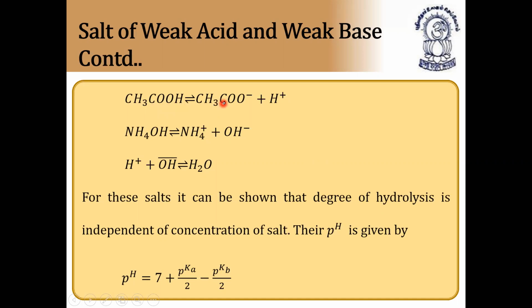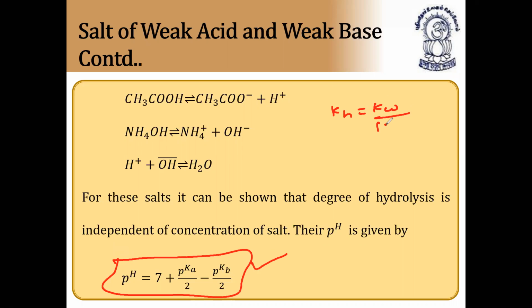Since acetic acid forms acetate ion plus H plus ions, and ammonium hydroxide dissociates to form ammonium ions and OH minus ions, on the whole it forms water. So the pH of this salt will be neutral. For these salts, it can be shown that the degree of hydrolysis is independent of the concentration of the salt. Their pH is given by pH is equal to 7 plus pKa by 2 minus pKb by 2. For this type of salt, we calculate pH like this, and the hydrolysis constant KH is equal to Kw by Ka into Kb.